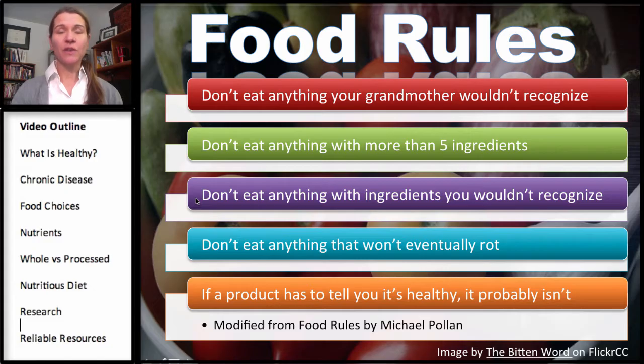And don't eat anything with ingredients you wouldn't recognize. If you look on a label and you have no idea what that ingredient is, then just put it back on the shelf. Don't eat anything that won't eventually rot. Real food will rot. Some foods such as grains and legumes, beans, are going to have a longer shelf life but will eventually rot. Keep that in mind. And lastly, if a product has to tell you it's healthy, it probably isn't healthy.